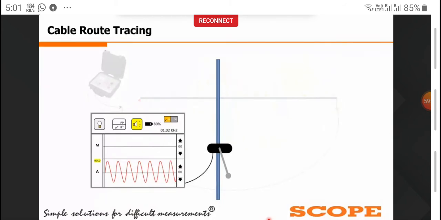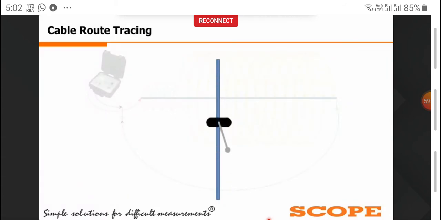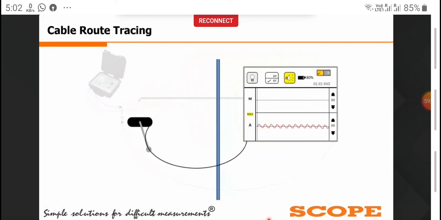Whenever we are on top of the cable, we get the maximum amplitude or maximum signal, and also the exact frequency of the cable. Whenever we move towards the right or the left, meaning away from the cable, the amplitude of the signal is reduced. So while route tracing, we need to take care that whichever position gives the maximum strength of the signal, that is your cable route tracing sensor.